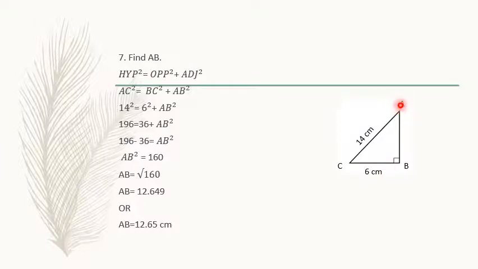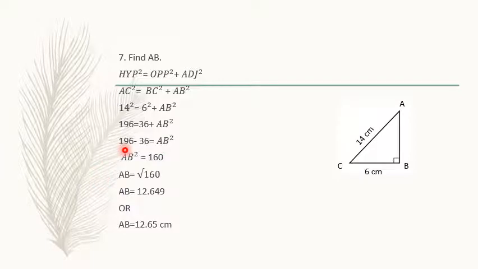So let's write. What is your formula? Hypotenuse square is equal to opposite square plus adjacent square. So which is your hypotenuse? AC is your hypotenuse. AC square is equal to BC square plus AB square. So your hypotenuse is 14, so I've written 14 square, and your BC is 6, so I've written 6 square plus AB square. In the place of AB nothing is given, so I will write AB square only.